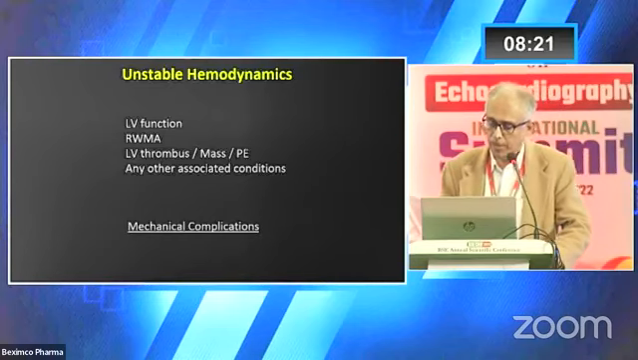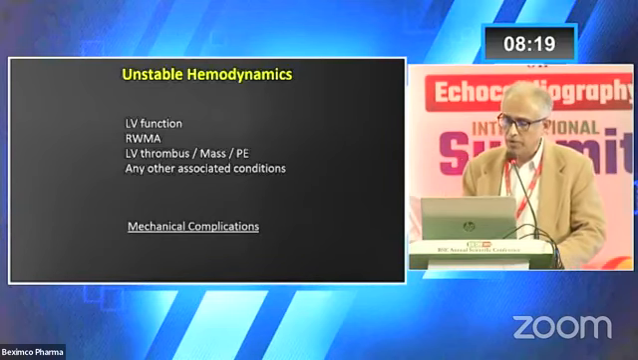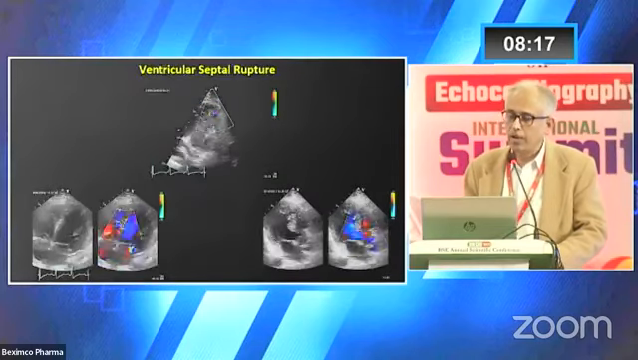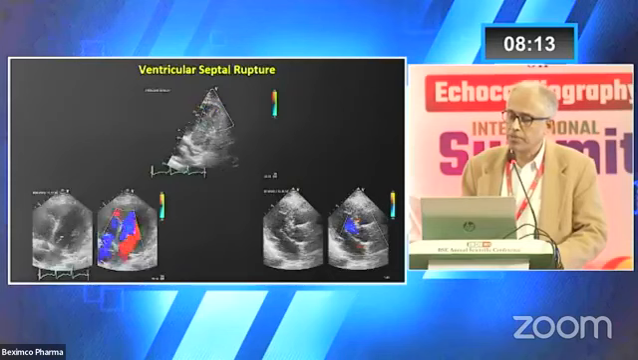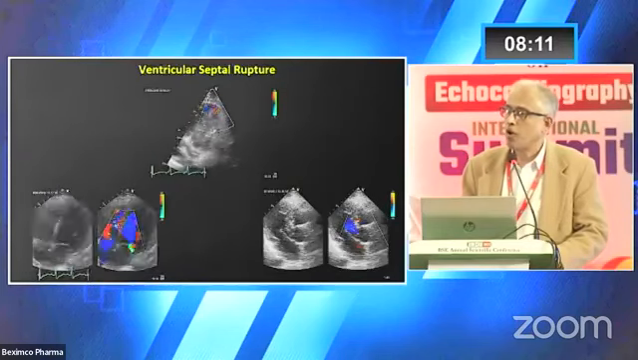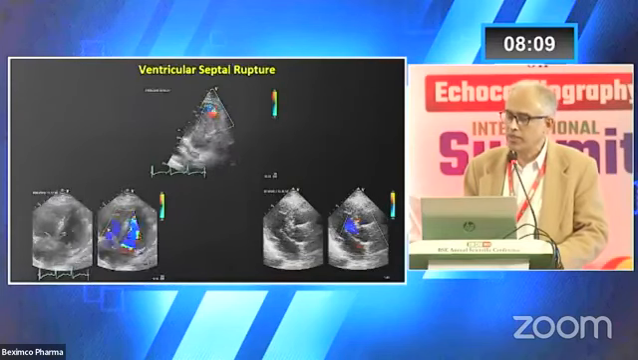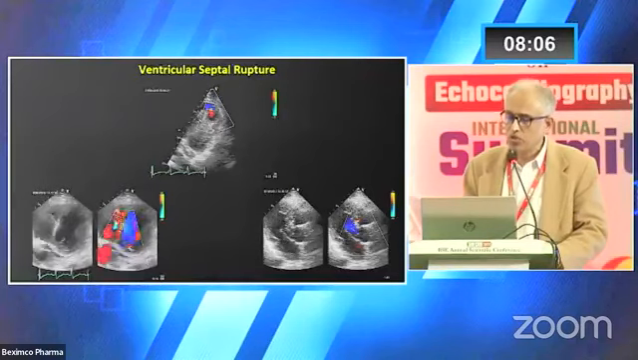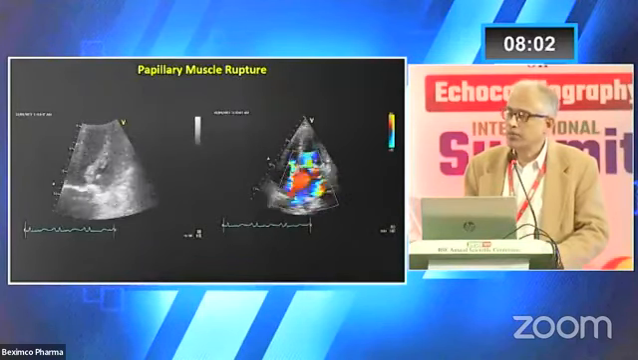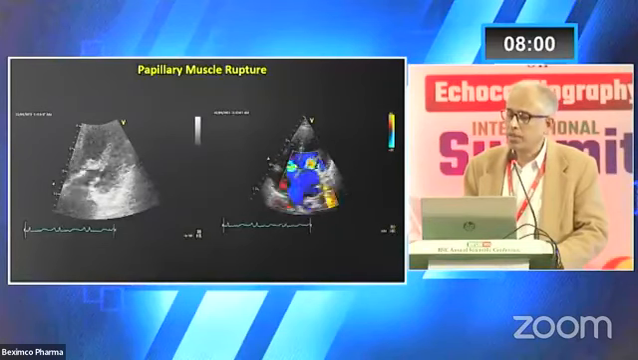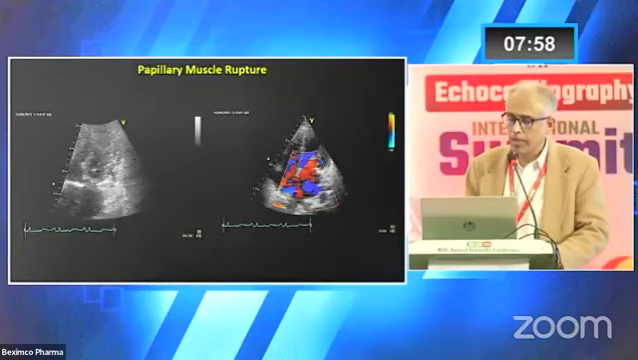Mechanical complications have already been elaborated by Dr. Aniruddha. Typically your focus will be on the ventricular septal rupture, and you will have to go for off-axis views because these are not easy findings many a times. So you have to be careful not to miss them. And also papillary muscle rupture. Again, when you see an eccentric jet of MR, you have to take a closer look at the papillary muscle.